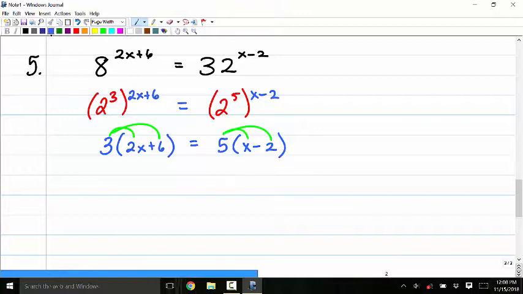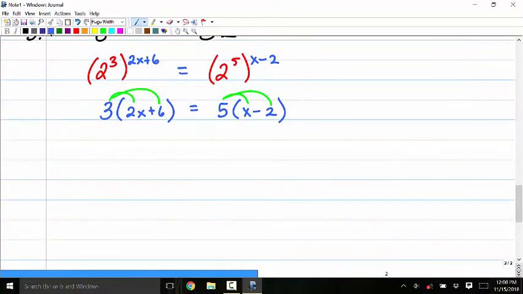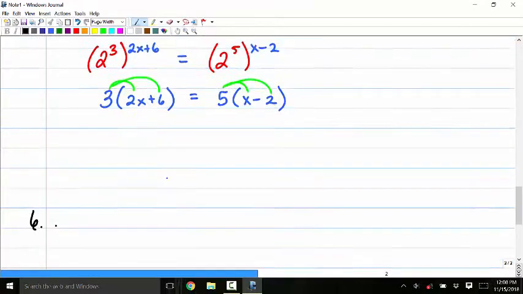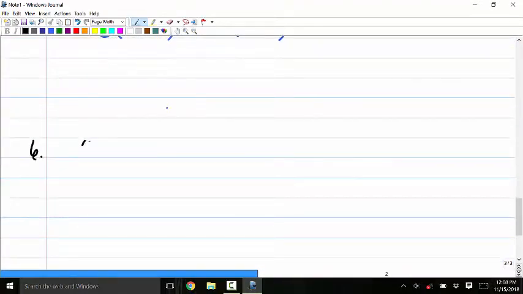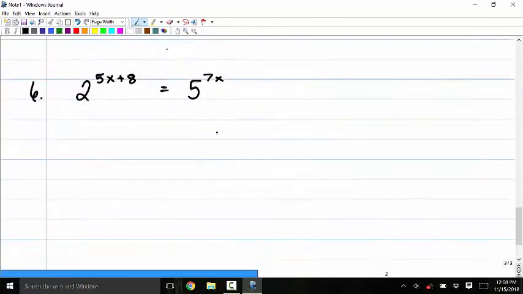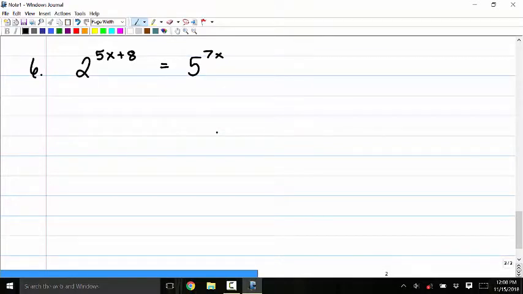Okay, number 6. I have 2 to the 5x plus 8 equals 5 to the 7x. Do you have the same base? No. So you get to pick. What base do you want to take the log of both sides? Base 2, sure, why not?